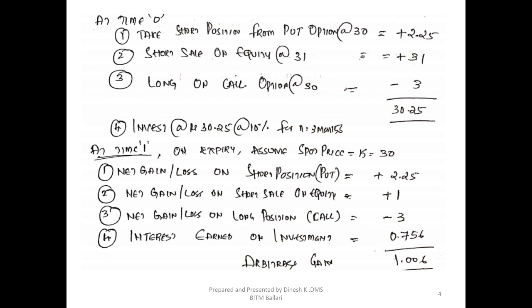So net gain or loss on the short sale on equity: I sold the share for 31, presently in the market it is 30, so I will be making a gain of rupees 1. Then I have taken a long on a call for rupees 30. Even after 3 months the spot price is 30. Since I already paid rupees 3 as a premium, whether I execute or withdraw doesn't make any difference. I already made a loss of rupees 3. So minus 3 is the loss. Then I invested rupees 30.25 at 10% for 3 months. I am taking only the interest into consideration, so I will be getting the interest of 0.756. So total arbitrage gain would be 1.006. That is 1 rupee would be my arbitrage gain.